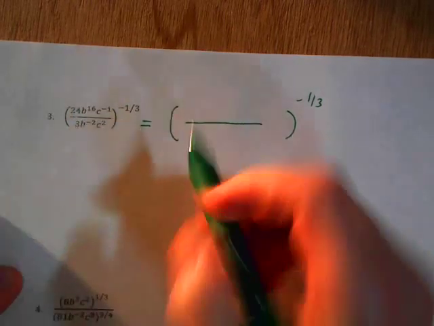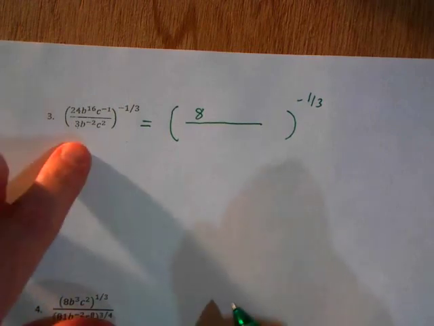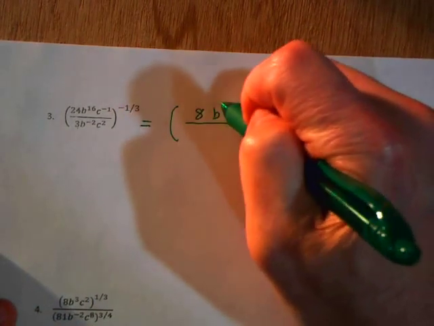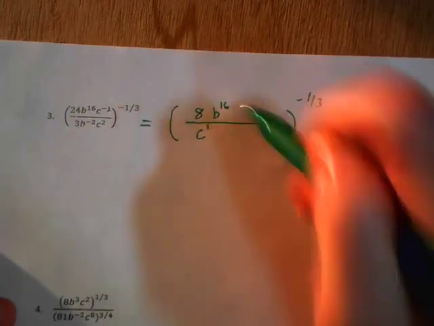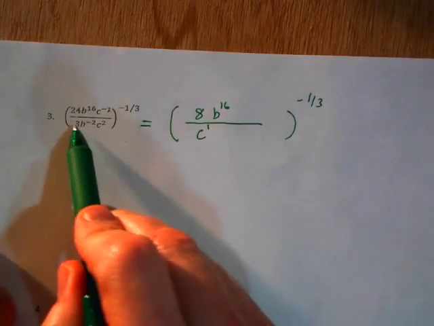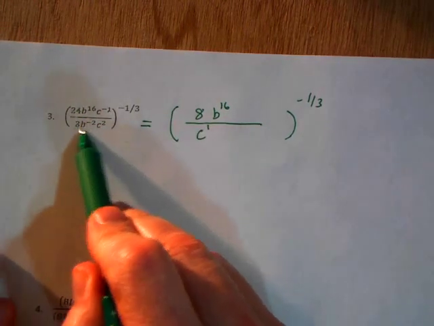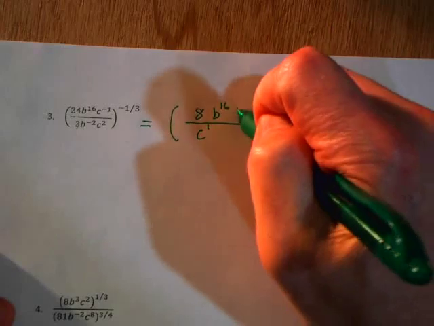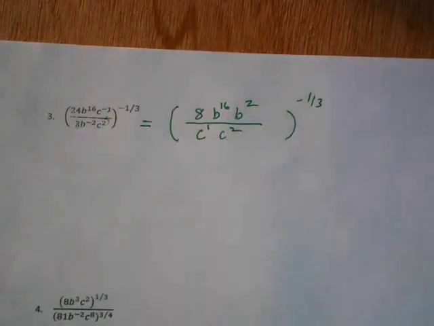24 divided by 3, that's 8. And then I'm going to move things. I see I have some negative exponents. B to the 16. C to the 1 goes down to the bottom. The 3 I already dealt with because I did 24 divided by 3. That gave me 8. There's a negative exponent, so it moves up to the top. There's a positive exponent. It does not move.